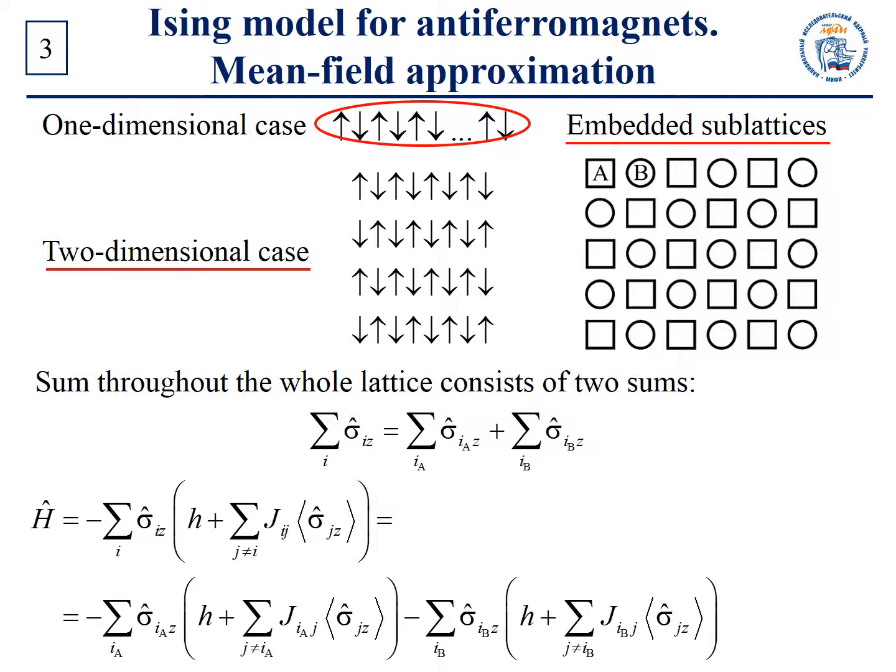Let us write the Hamiltonian considering the division into embedded sublattices. If the ith magnetic moment refers to A sublattice, we shall denote it as iA. Analogously, if the ith magnetic moment refers to B sublattice, we shall denote it as iB. We shall write the operators sigma iA and sigma iB for projection operators of these magnetic moments for A and B sublattices respectively. So the sum throughout the whole lattice consists of two sums for each sublattice. The Hamiltonian has the following form.